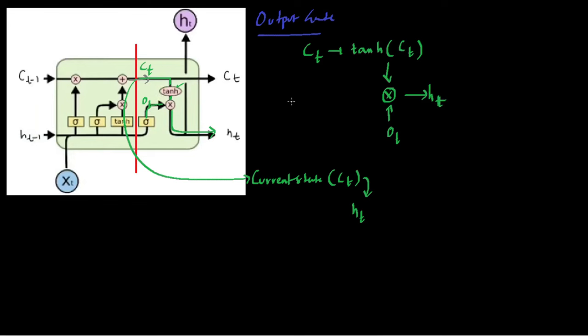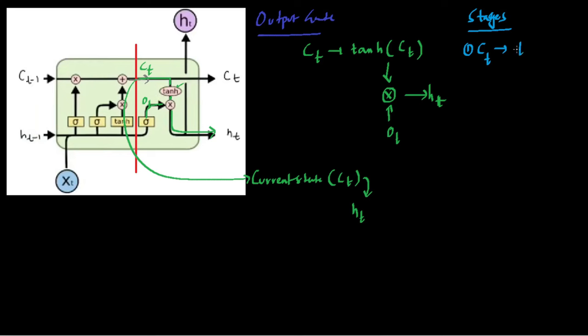This part is understood. That is all about the output gate. Now we'll try to get more into this. If you ask me, the output gate is divided into two different stages, same as the input gate. The first stage is the calculation of CT.